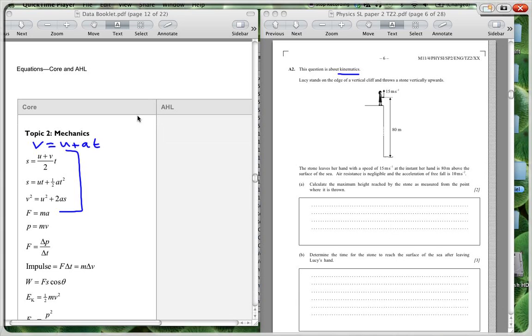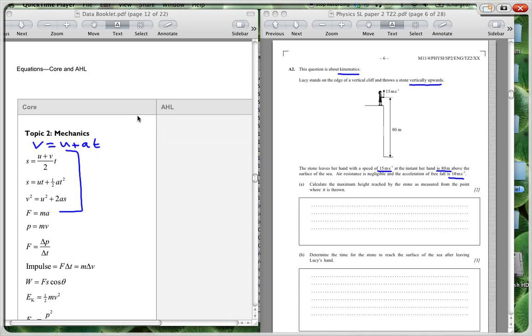And let's have a look. We can apply those formulas here. So Lucy stands on the edge of a vertical cliff and throws a stone vertically upwards. The stone leaves her hand with a speed of 15 meters per second. At that instant, her hand is 80 meters above the surface of the sea. Air resistance is negligible, and acceleration of free fall is 10 meters per second squared.